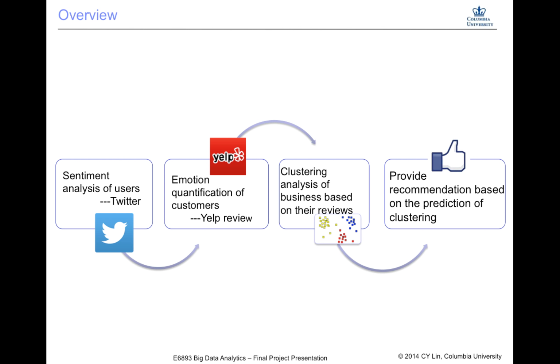Here is the overview of the system. We first get tweets from the Twitter API to analyze the sentiment of the users. The next step is that we get the reviews from Yelp and analyze the sentiments of the customers when they visit those businesses based on the reviews they provide. Then we do the clustering analysis of businesses based on their reviews. Further, we provide recommendations to those Twitter users based on the prediction of the clustering.